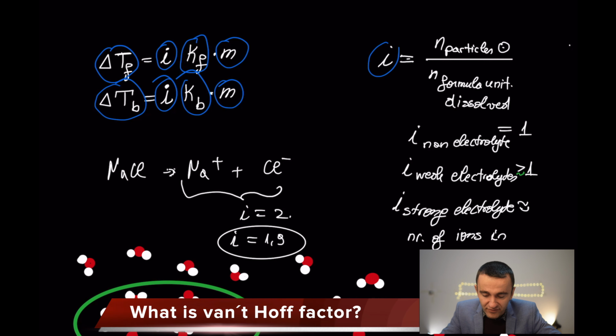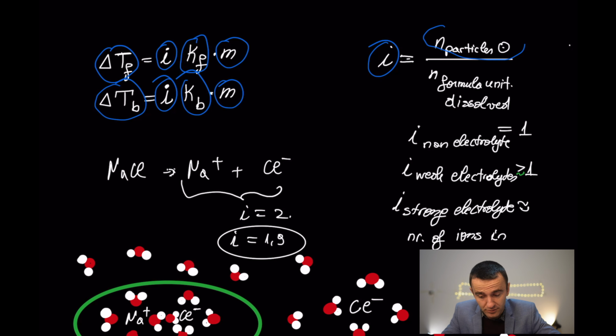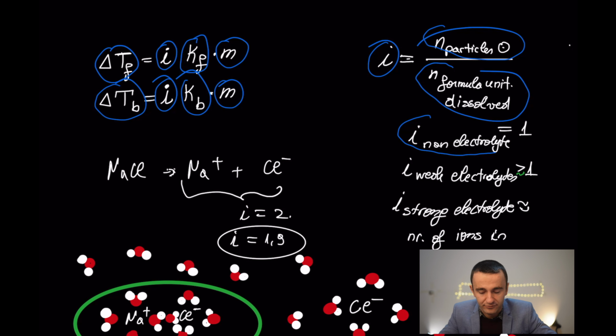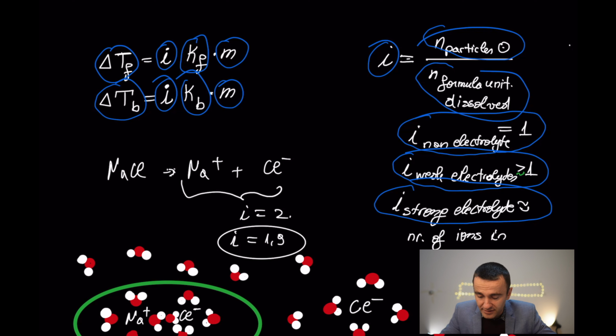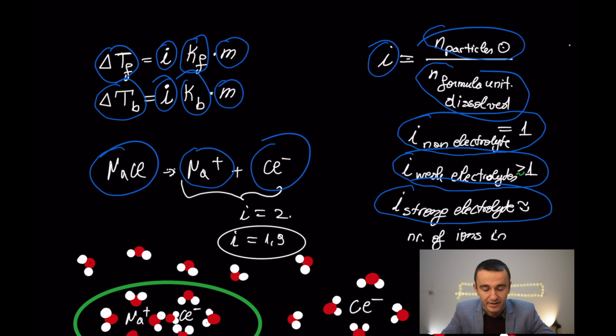What is i, the Van't Hoff factor? It is the number of particles in the solution divided by the number of formula units dissolved. i for a non-electrolyte is going to be 1, because they do not dissociate into particles. i for a weak electrolyte is going to be higher than 1, not too much, but a little bit higher. And i for a strong electrolyte is going to be the number of ions present in the solution. For example, sodium chloride dissociates completely into Na+ and Cl-. So i is theoretically equal to 2. Experimentally, an i equal to 1.9 is observed.